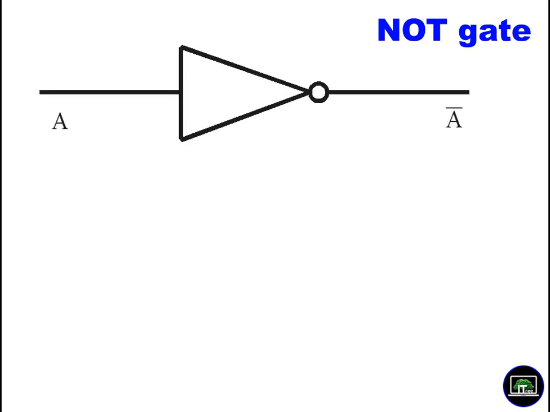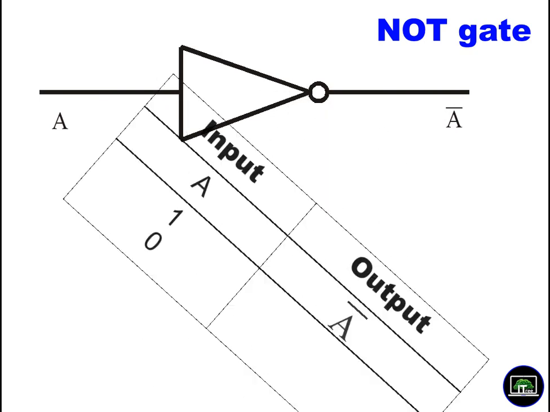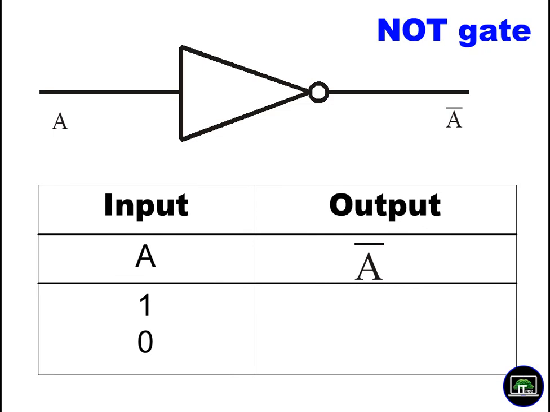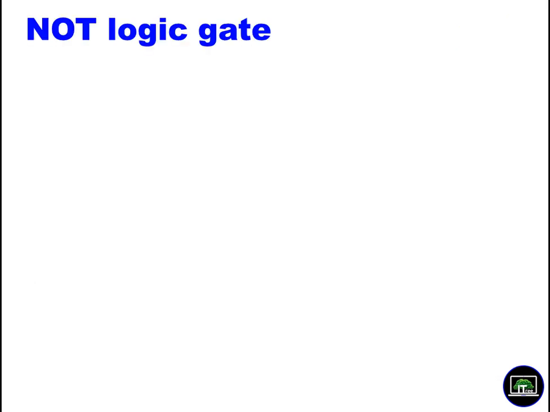So the output we say is A bar. It's called A bar, sometimes called A dash. So now we can fill the truth table for the NOT gate. When the input is 1, the output becomes 0. When the input is 0, the output becomes 1. So can we explain the functionality of the NOT gate now?